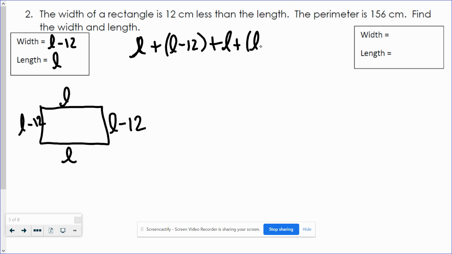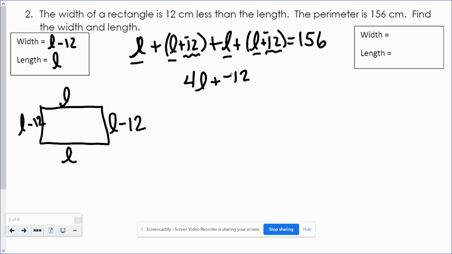plus the left side equals 156. Now, if I add all those up, there's an L, there's an L, there's an L, there's an L, 4L. And then we've got either you can do a plus, a negative, keep, change. That's a negative 12. That's also a negative 12. I wanted this to be 24. Now, to solve this, I would add 24.